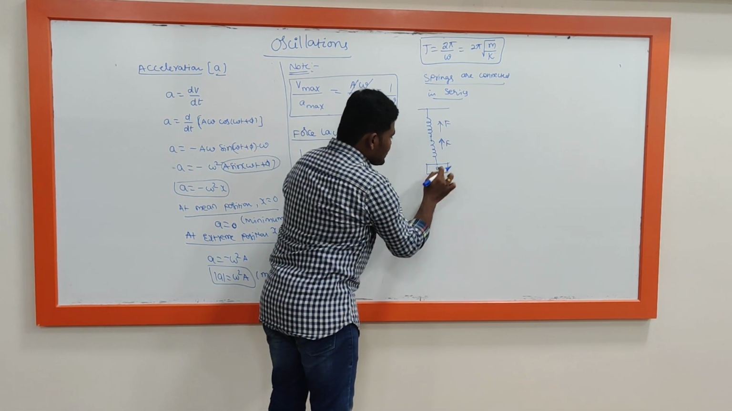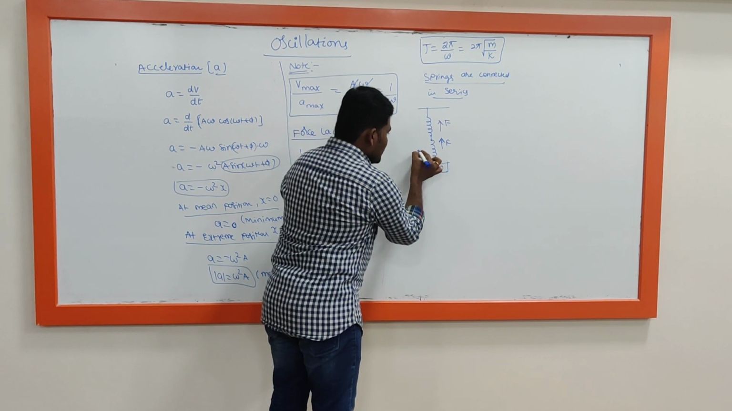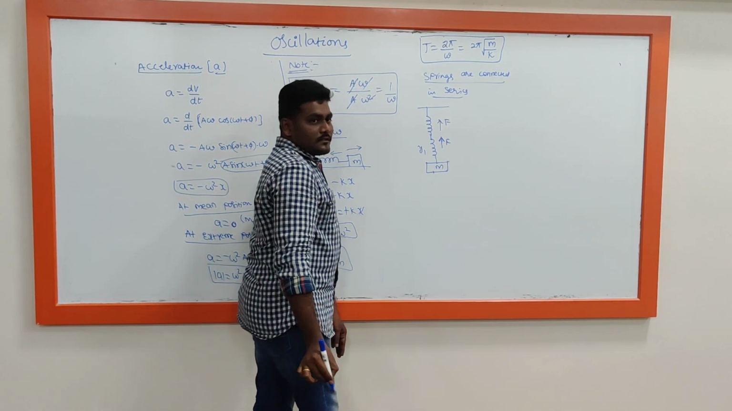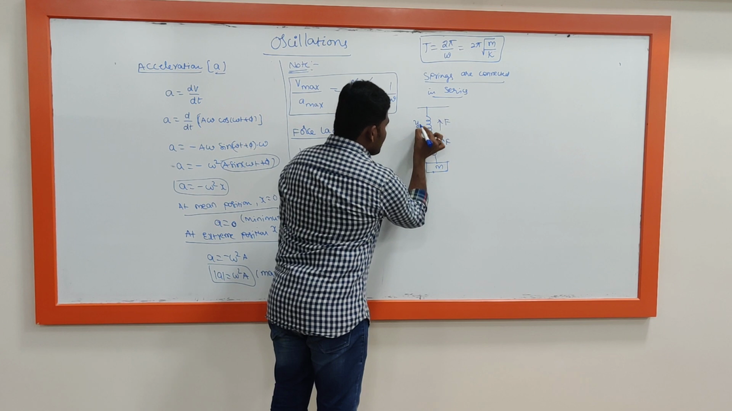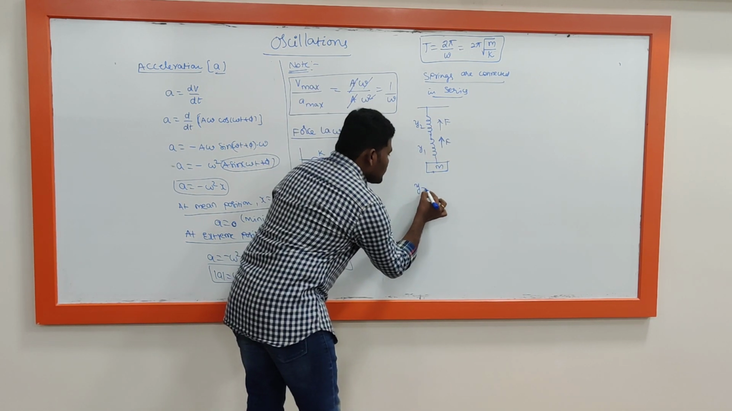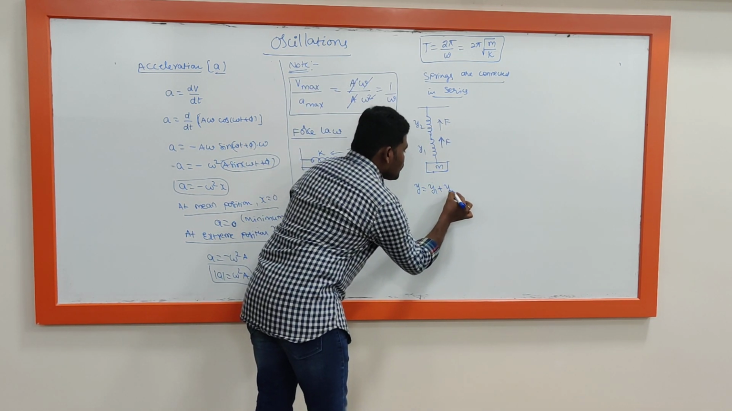So the net force is acting upward. Then here the displacement will be different. So this displacement will be y1, and this displacement will be y2. The net displacement y, I am writing, is y1 plus y2.